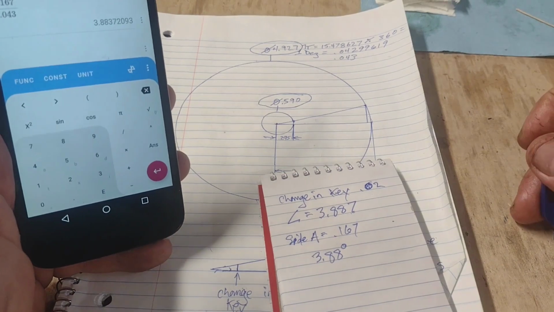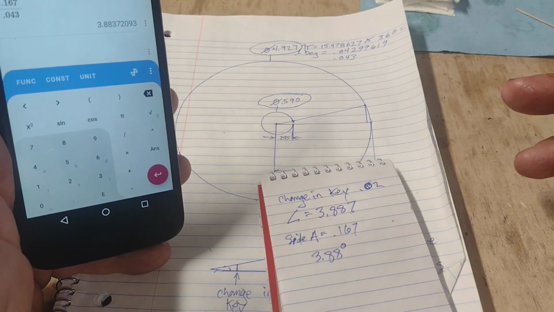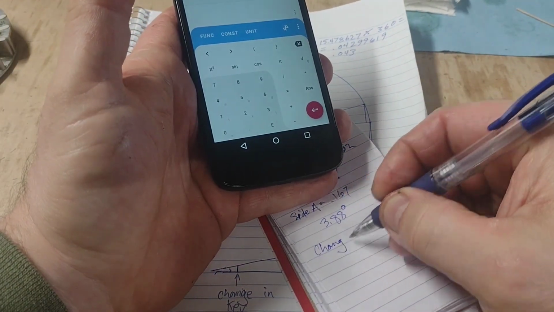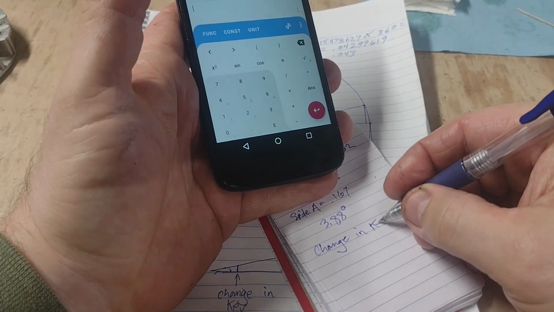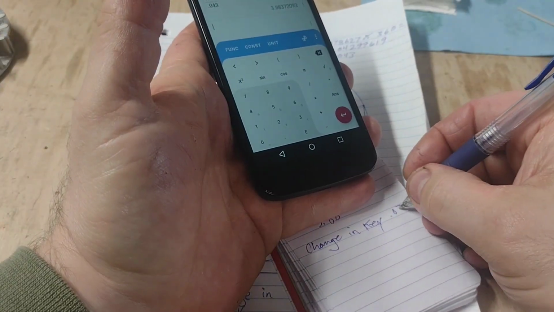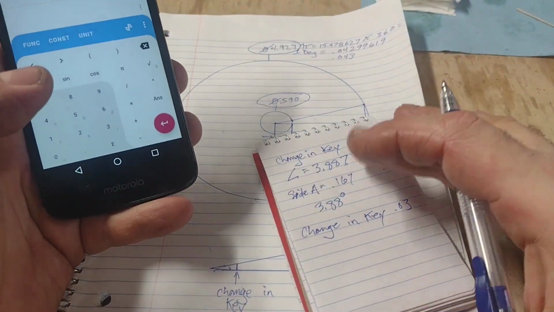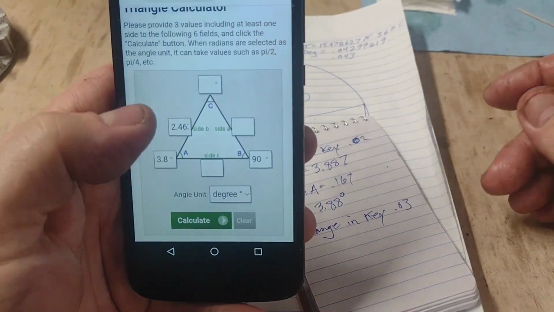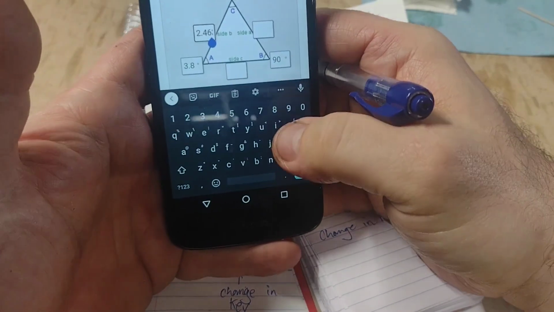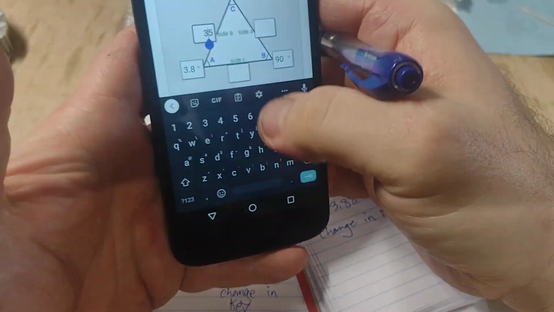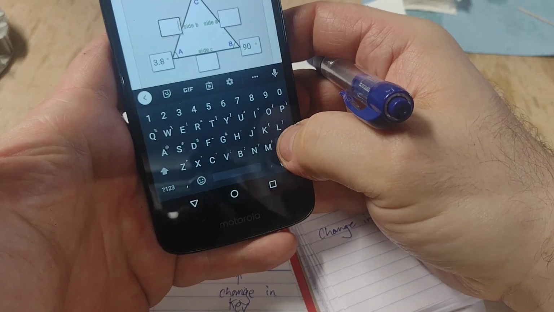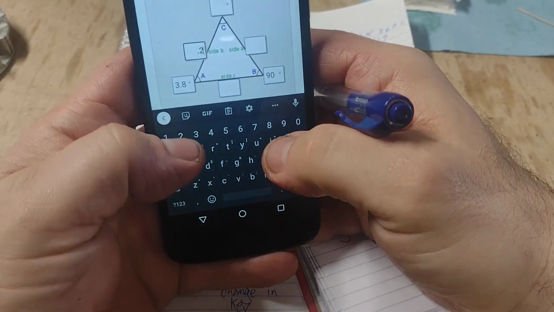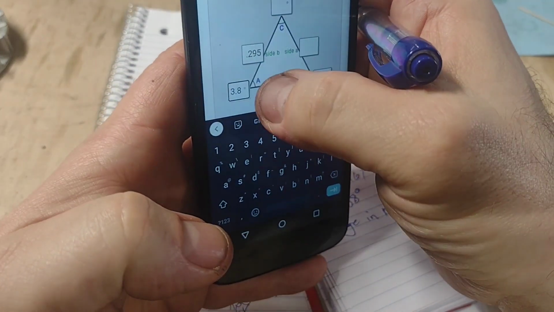Now, you can do this with any number. Let's cut 30,000 off our key. Change in key 30,000. So let's go back to our triangle calculator. Here it is. Side B is our hypotenuse. 2.4635. Angle A.